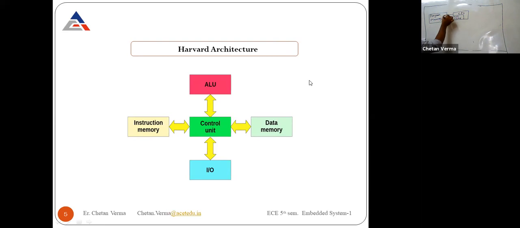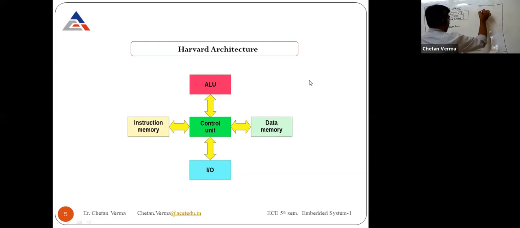That is your program memory address bus. That is your PM address bus. Then on both sides, that is your program memory data bus.